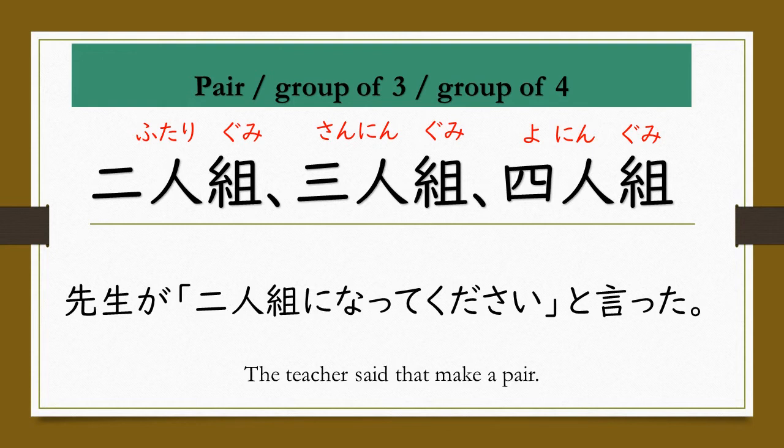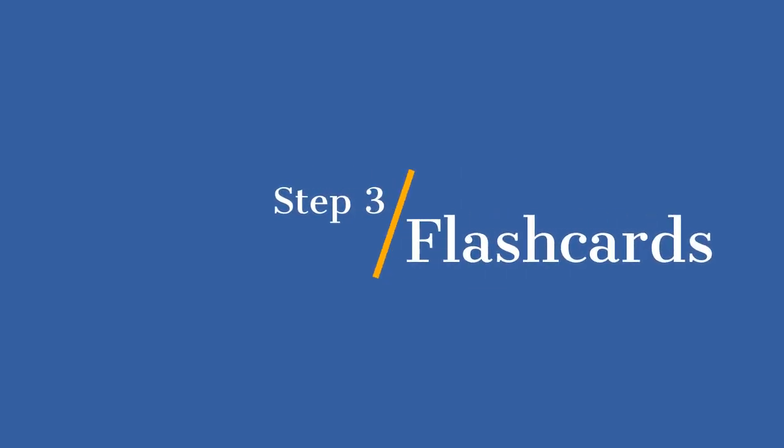Pair 2人組, group of 3 3人組, group of 4 4人組. Example 先生が2人組になってくださいと言った。Step 3 Flashcards. Try to remember the meaning of the word and pronunciation. I will say the word, repeat after me.